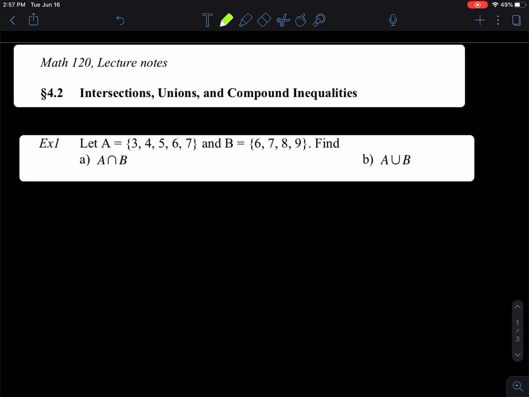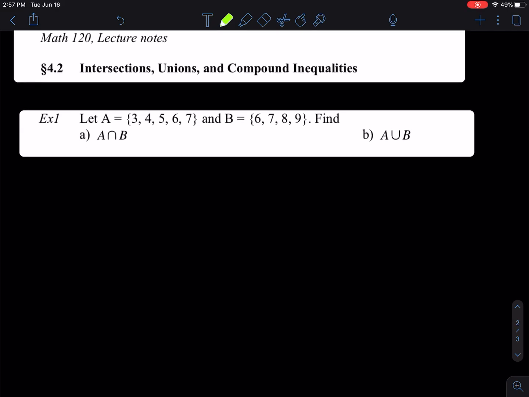Given the two sets A and B, A is a set containing 3, 4, 5, 6, 7. B is a set of 6, 7, 8, 9. So these two sets have finitely many elements or numbers inside them, so we can actually see what the elements of each set are.